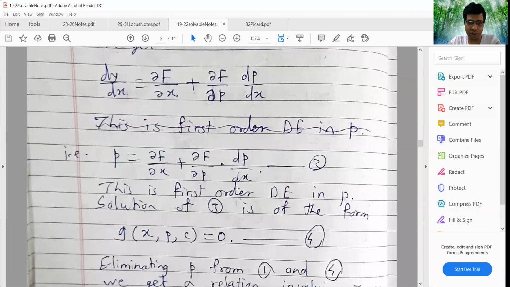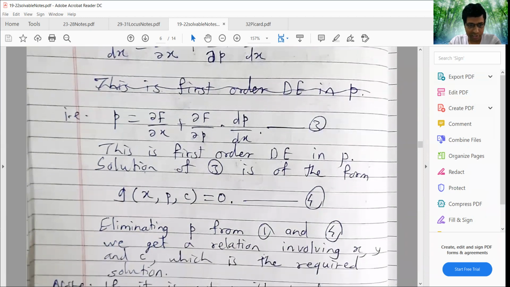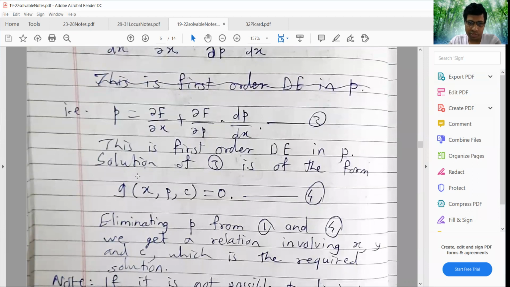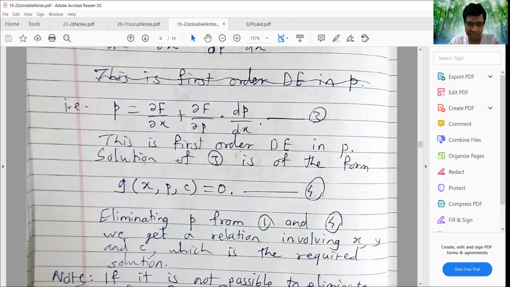So this is a first order differential equation in p. Remember, this is a differential equation in p. And we try to solve this first order equation in p, and we get a solution of the form g of x, p, c equal to 0. And the second step is to eliminate p from this solution, that is equation 4, and the original given differential equation. Okay.